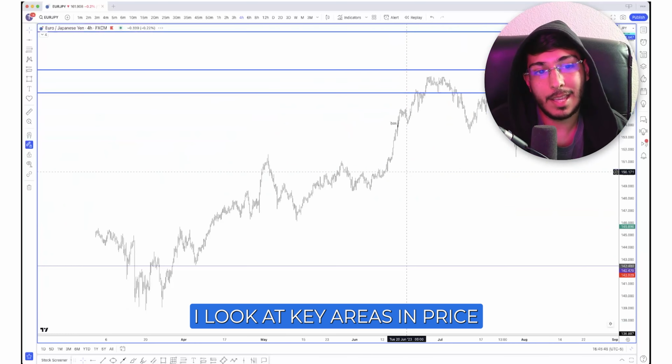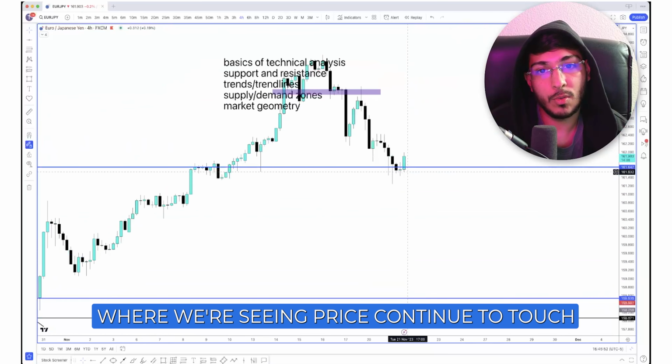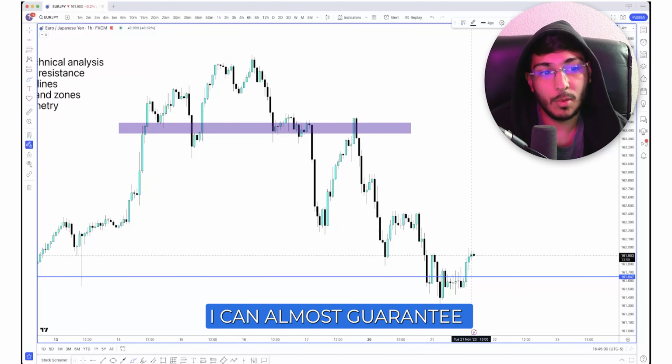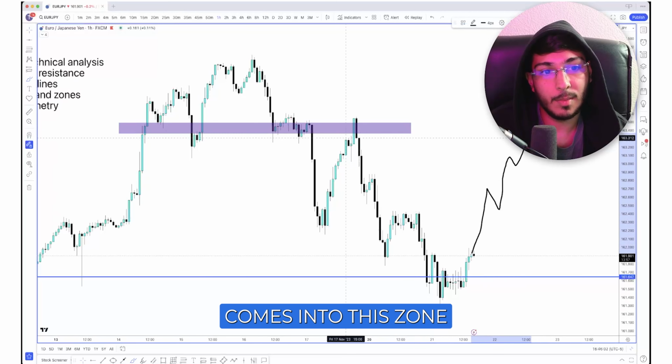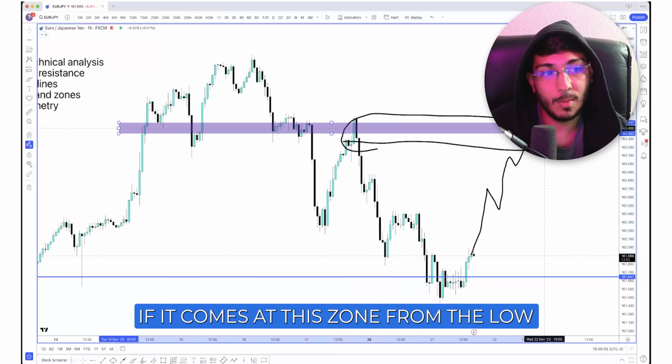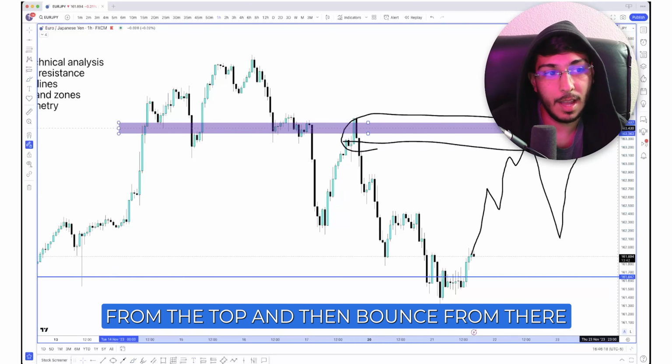I look at key areas in price where we're seeing price continue to touch. So what do I mean? If price is bouncing around this specific range, I can almost guarantee that the next time price comes into this zone with multiple confluences, more than likely, if it comes at this zone from the low, it will probably bounce. And if it does break, it could probably come back and touch this zone from the top and then bounce from there.